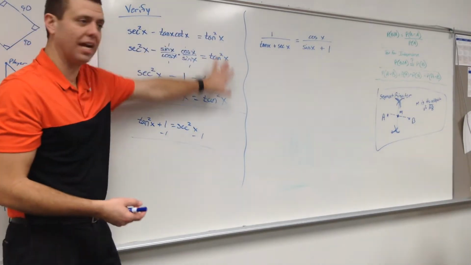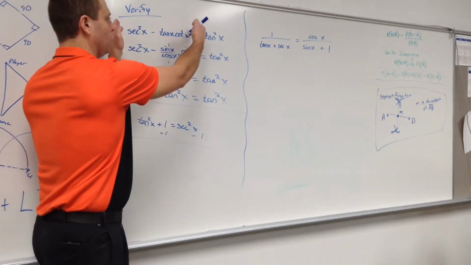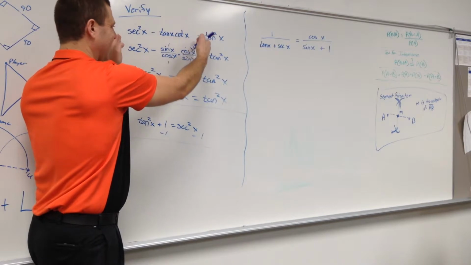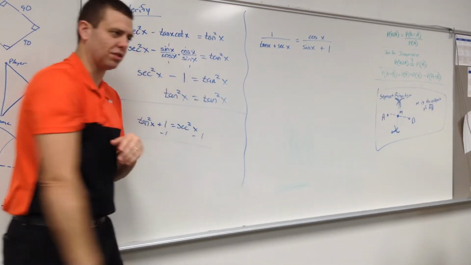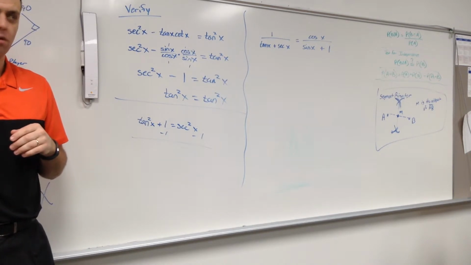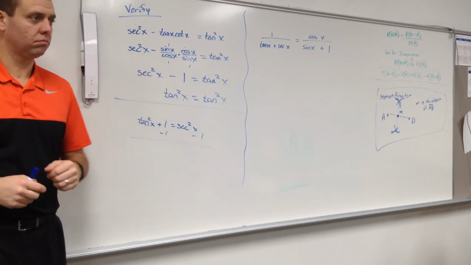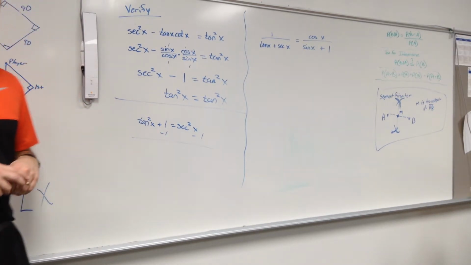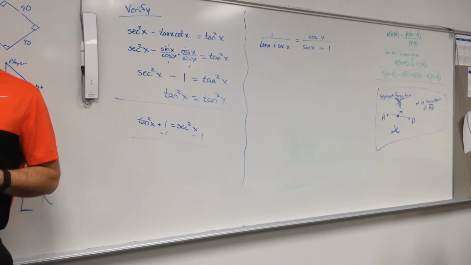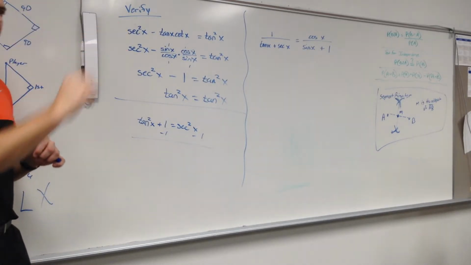So you already know what the answer is going to be. You just have to use your previous identities that you know, work your way through them until at the very end you'll have tangent squared equals tangent squared. You might have 1 equals 1. Okay, who knows, it just depends on the identity you're trying to verify. You only work with one side. Okay, you only work with one side, you keep the other side the same.